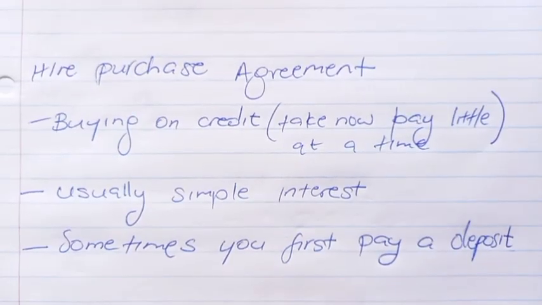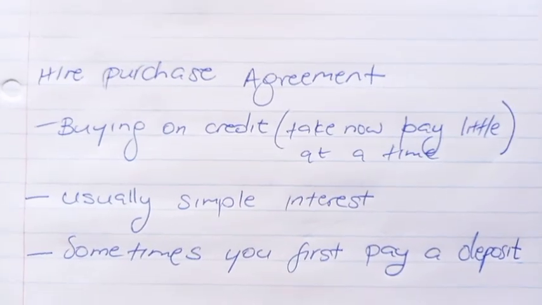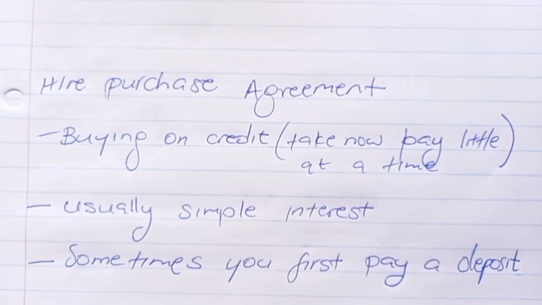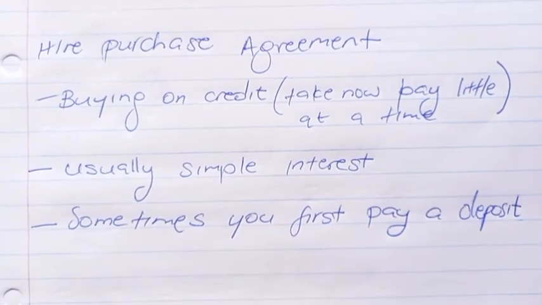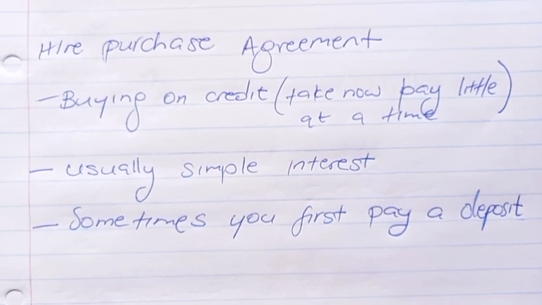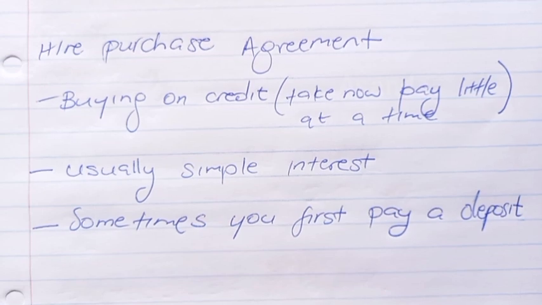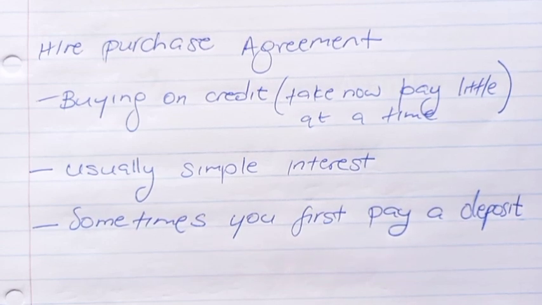There's also another part of interest where interest applies, and that is the hire purchase. A hire purchase is when you buy something on credit. So you take something on credit, like furniture, for example. That's the best example, actually. Furniture, where you take it on credit, and then you pay a little by little every month, depending on the arrangement between the buyer and the seller. So usually we use simple interest for hire purchase agreements.